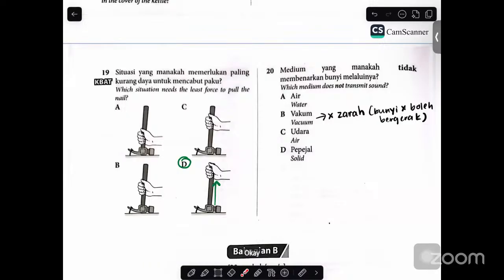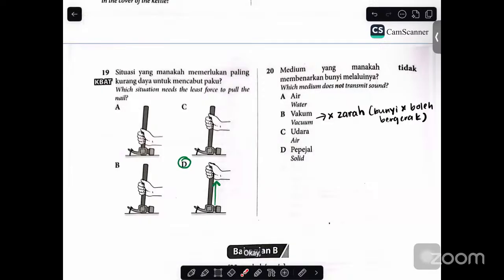Okay. Macam vacuum mak saya pakai untuk kemas rumah ke bunyi dia. That is different vacuum, my dear. That is different vacuum. No, tak faham. Okay. Sekejap.